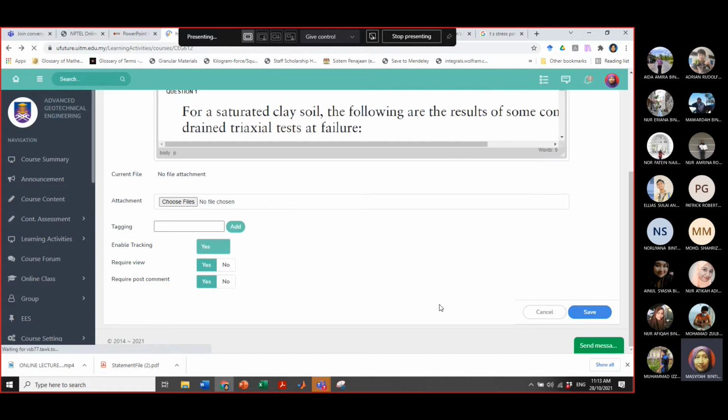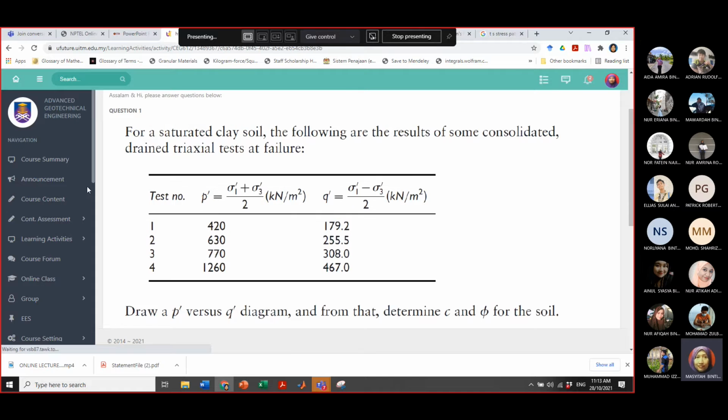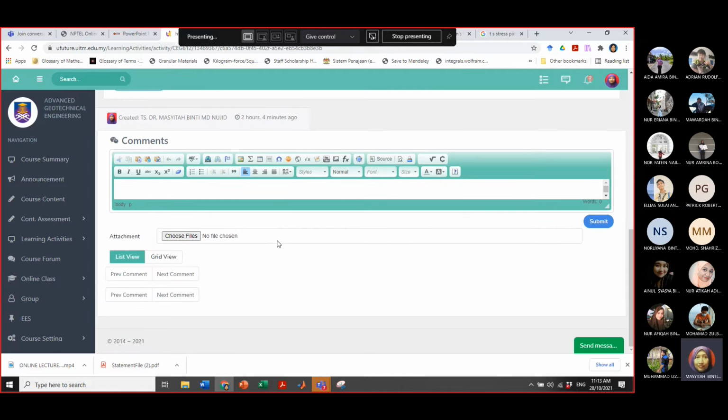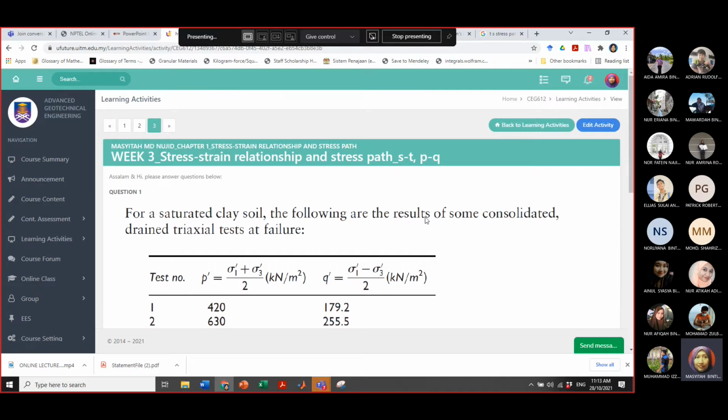Okay, contohnya, okay, you click start now. So you nampaklah apa jenis soalan dia. Kemudian I encourage you to leave a comment, attach your solutions, attach your calculation documentations tu. Kemudian seterusnya week 2 pun buat balik aktiviti yang sama.